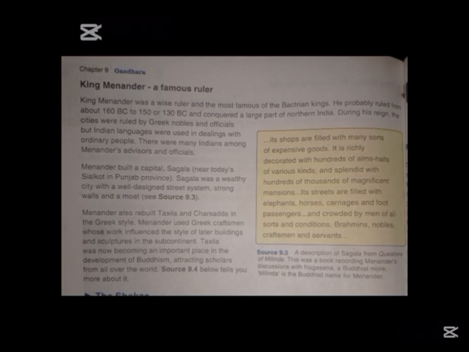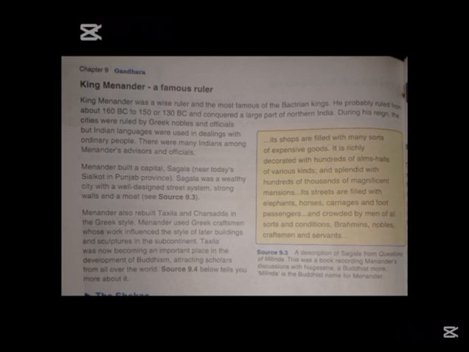Sagala was a wealthy city with a well-designed street system, strong walls and a moat. Students, a moat is a deep, wide ditch filled with water. And in source 9.3 you can see a description of Sagala from the Questions of Milinda.